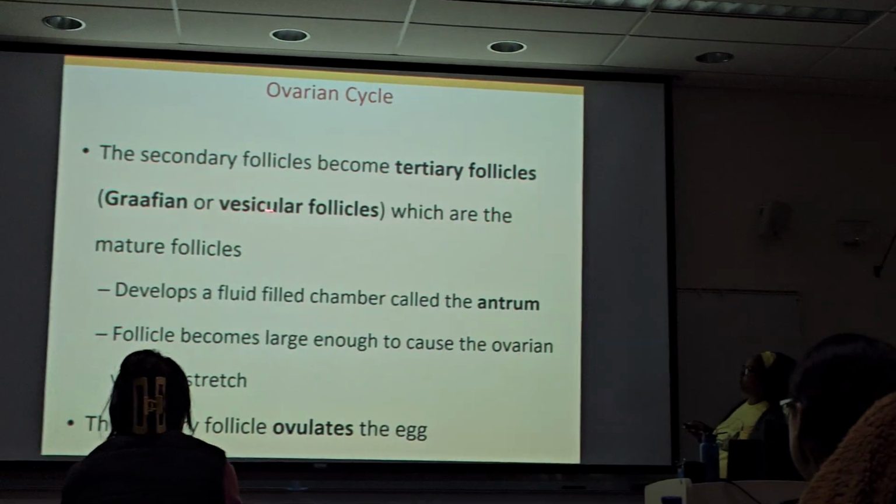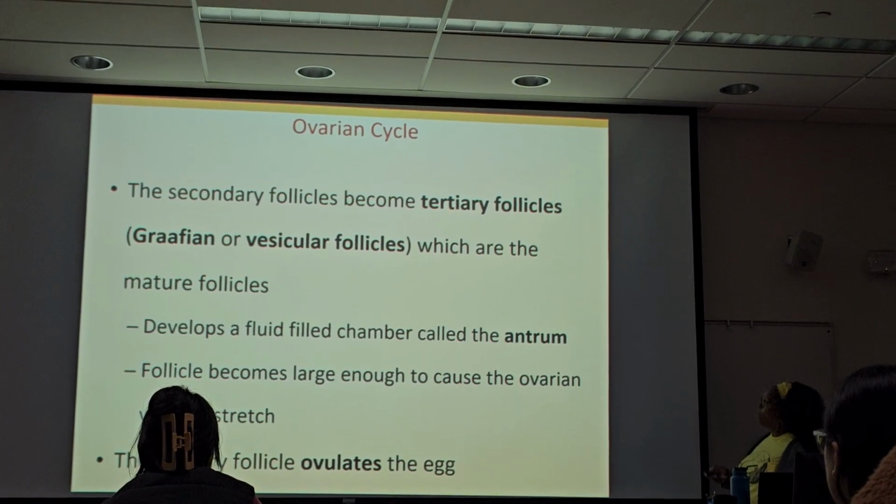Those secondary follicles become tertiary follicles, or Graafian, or vesicular follicles, the mature follicle that has developed this fluid-filled chamber called an antrum that builds and builds with fluid. It creates the pressure that's going to push the egg out of the follicle and out of the ovary, to be caught by the membrane of the fallopian tube. And that is ovulation.